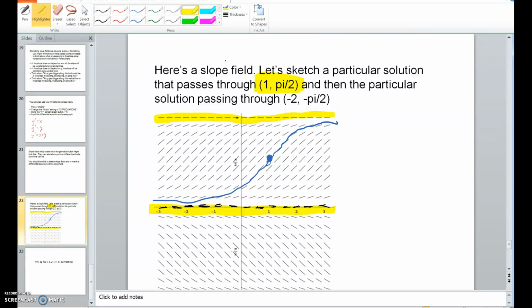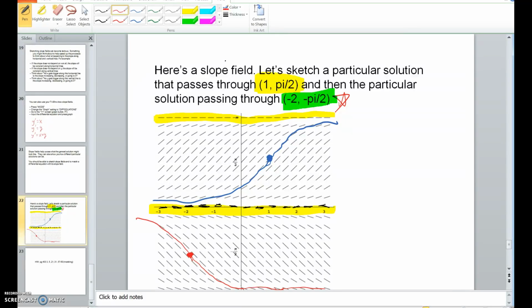The next part says to draw the particular solution for the graph that goes through the point -2 comma negative pi over 2. So go to -2 comma negative pi over 2. Here's that point right here. And again, I'm going to start at that point. If I start drawing to the left, I'm going to get behavior that looks like this. If I start drawing to the right, I'm going to get a graph that looks like this. And there we go. So the red graph is the particular solution that goes through there.